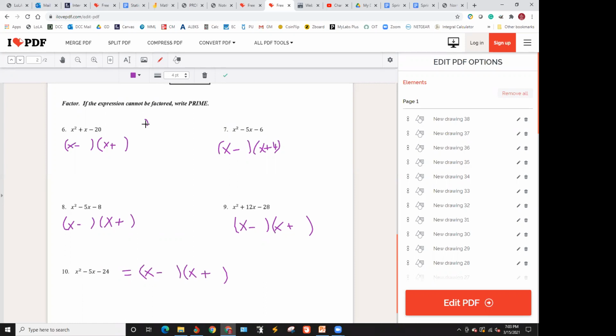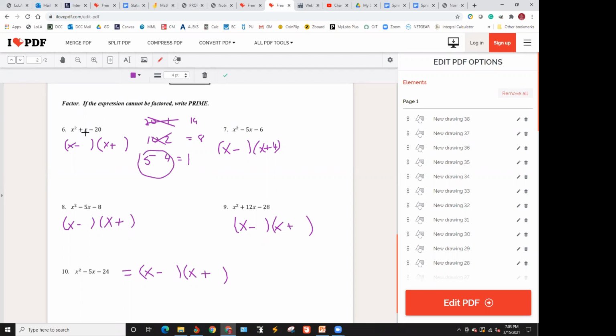So we got 20 and 1, 10 and 2, 5 and 4. So now we're taking the difference. We just got to remember 20 minus 1 is 19. So those are not going to work. 10 take away 2 is 8. That's not going to work. But 5 take away 4 is 1. So this is the pair we need right here.